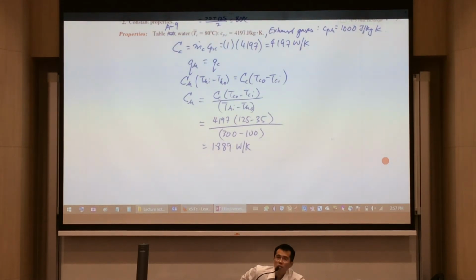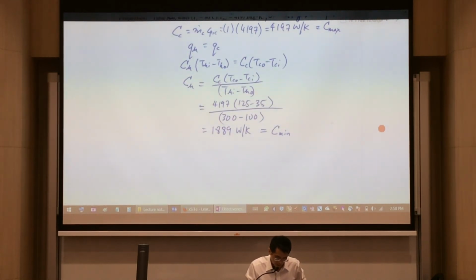So here comes the important part. You have your C_h and your C_c, and you need to decide which one is smaller and which is larger. Is it C_h or C_c that's smaller? C_h. So this is your C_min, and the other one will be your C_max.